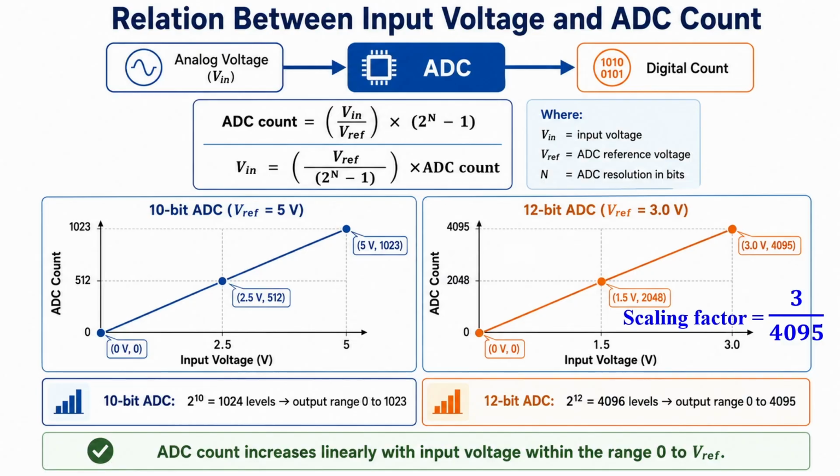For Arduino Uno, the reference voltage is 5 volts and the maximum ADC count is 1023. So the scaling factor is 5 divided by 1023.